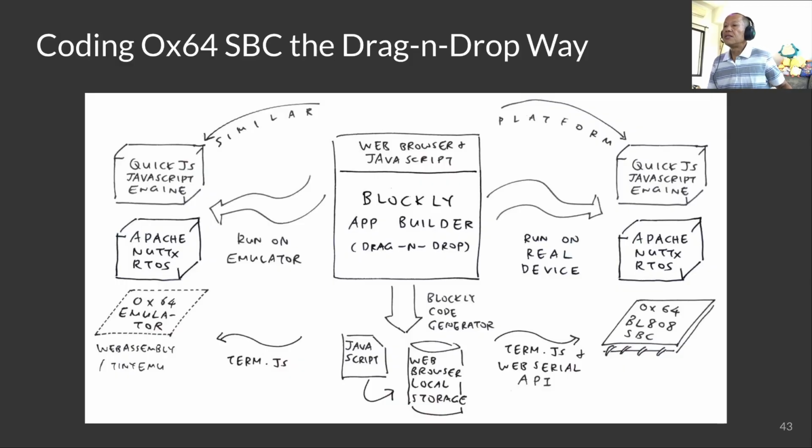We have seen the drag and drop app builder for NuttX. Here are the internals. Our app builder generates a JavaScript program that will run on our Ox64 emulator in a web browser with WebAssembly. The same JavaScript program also runs on a real Ox64 single board computer. We use the Web Serial API that is available in most browsers to send NSH commands to Ox64 over the USB serial console.